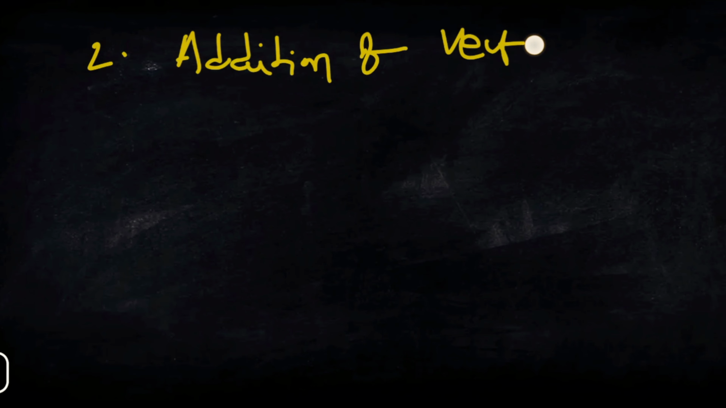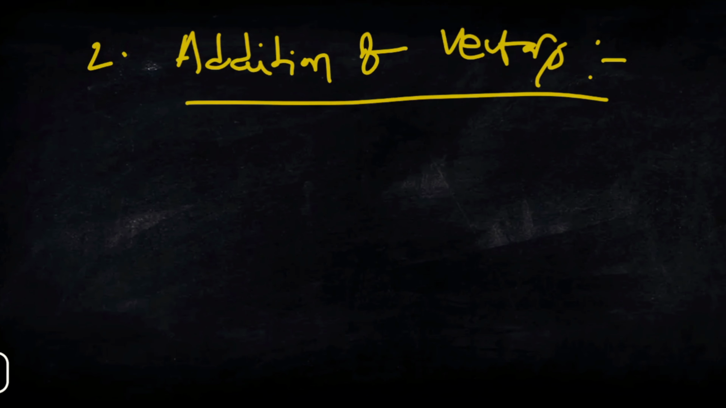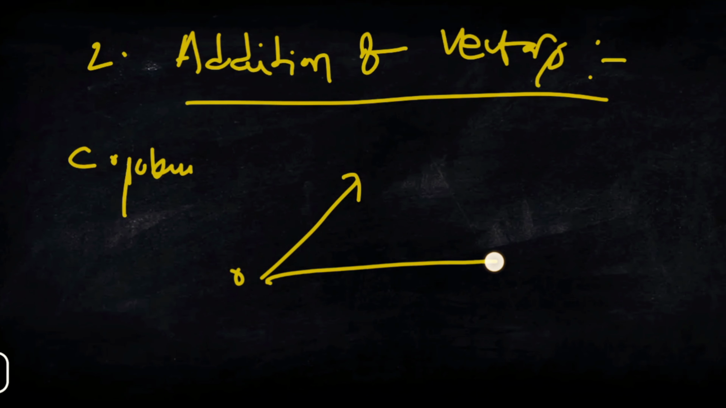Second one in vectors algebra is addition of vectors. Consider two coplanar vectors. The vectors which lie in the same plane are known as coplanar vectors. Assume there is an origin and two vectors a and b. A and b are coplanar vectors in the same plane. The resultant c is the sum of the vectors.